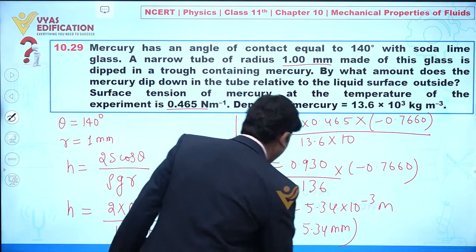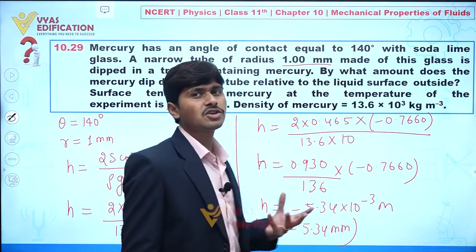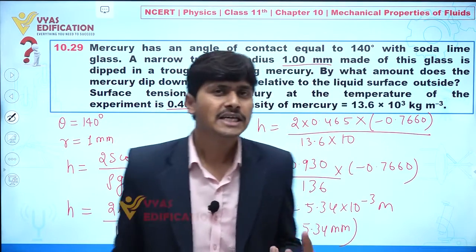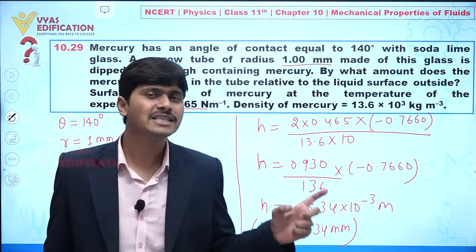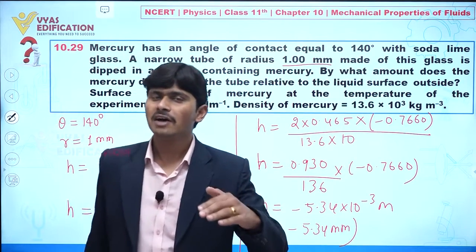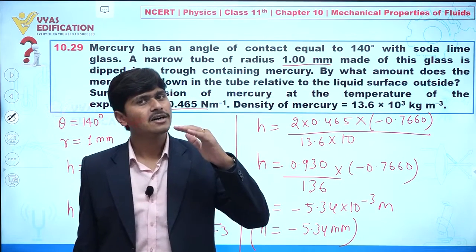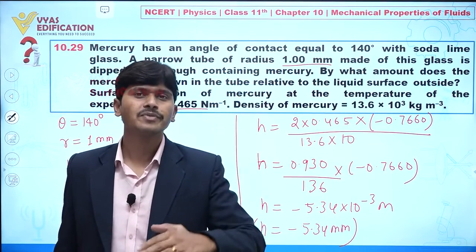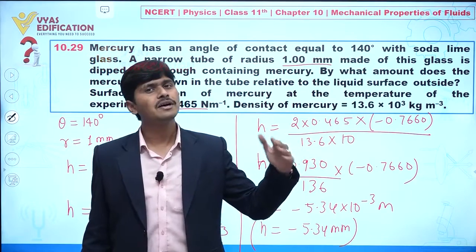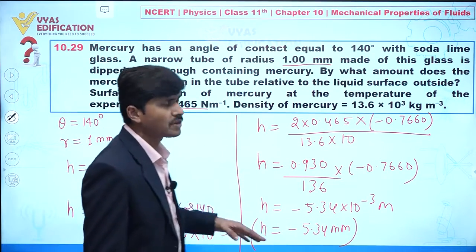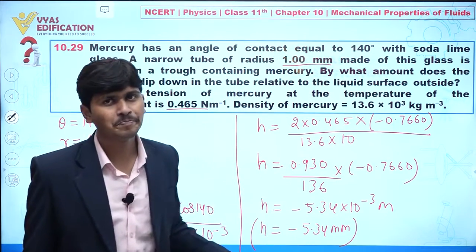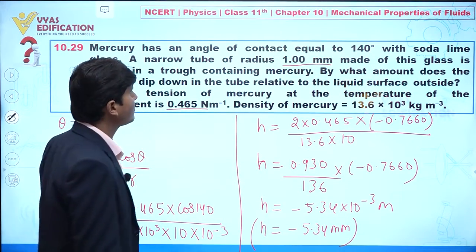So my dear student, this value is indicating to you what? This minus is indicating that now we are having the level of mercury in a capillary tube that is below the outside level of the mercury. It means I can say here we have depression of this mercury level. Clear to you? So this is all about this question.